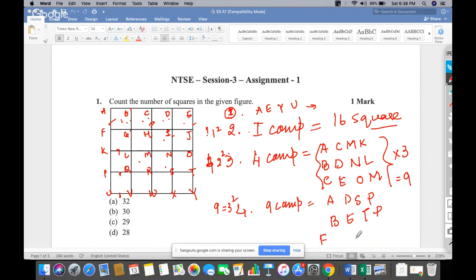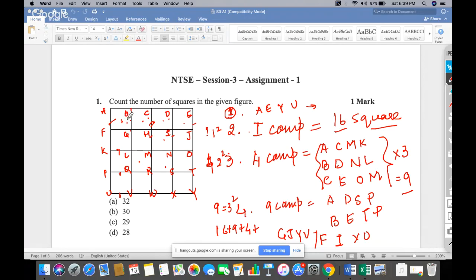So you will have F, I, X, U, and the fourth one I'm writing here, it would be G, J, Y, V. So 4, 4 here. So 16 here, 9 here, 4 here. So 16 plus 9 plus 4.